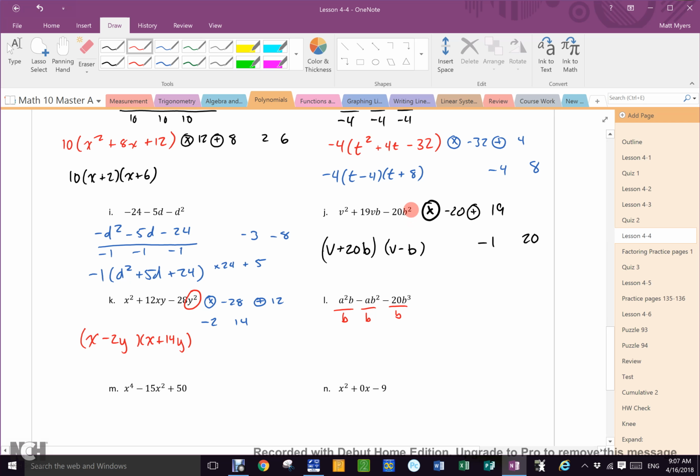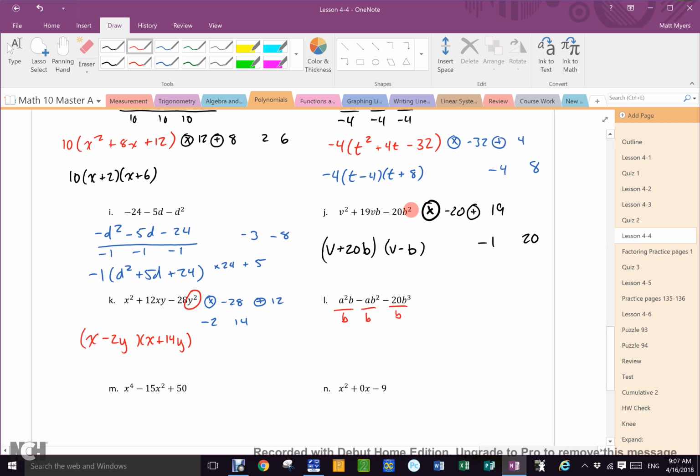And what's in the middle? a squared minus ab minus 20b squared. What number should be there that isn't, where the red dot is? What number should be there that we didn't write?